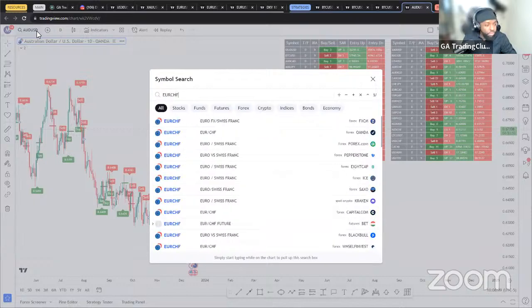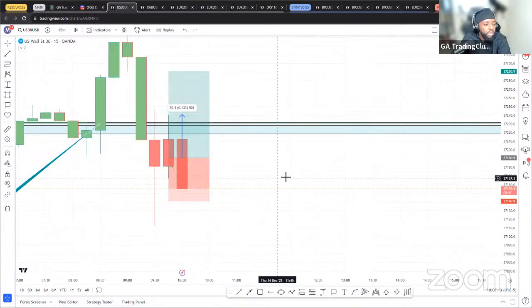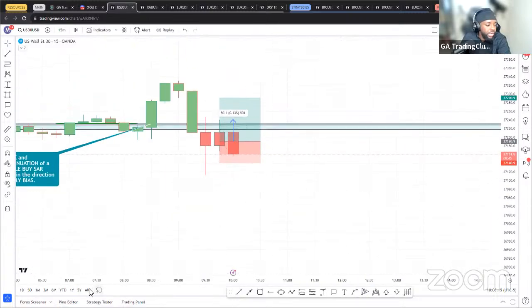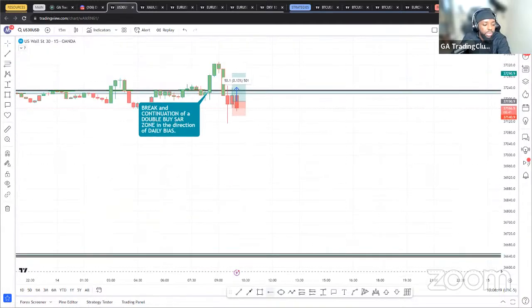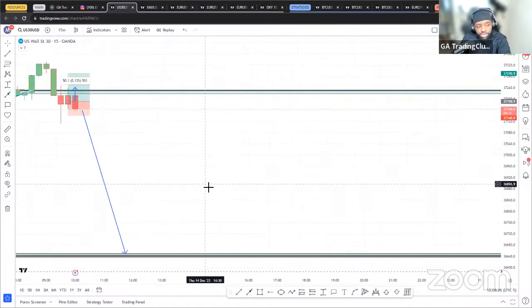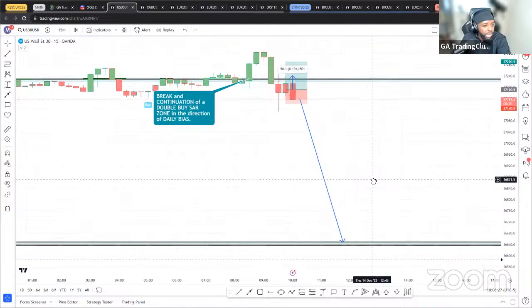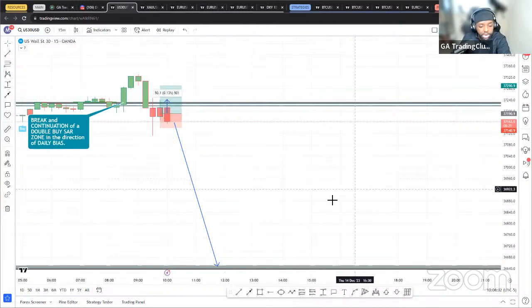US 30 looks like it's turning bearish. So this distance right here, I really don't like seeing such a huge gap between zones, because you can see this can drop all the way here. Yesterday didn't happen. I'm sorry, Tuesday had the same setup. It didn't happen and actually reversed back and went higher.